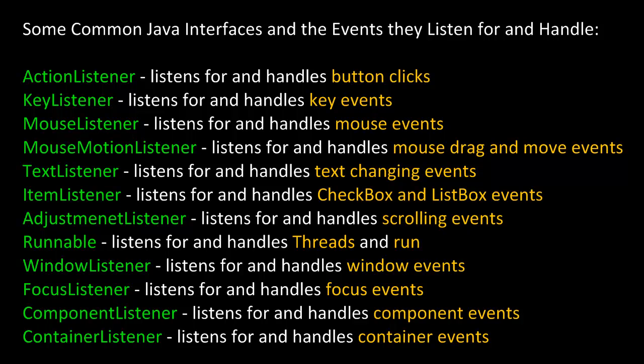Here's a list of some common Java interfaces and the events they listen for and handle. First, ActionListener listens for and handles button clicks. KeyListener listens for and handles key events. MouseListener listens for and handles mouse events. MouseMotionListener listens for and handles mouse drag and mouse move events. TextListener listens for and handles text changing events. ItemListener listens for and handles checkbox and listbox events. AdjustmentListener listens for and handles scrolling events. Runnable listens for and handles threads and run. WindowListener listens for and handles window events. FocusListener handles focus events, ComponentListener handles component events, and ContainerListener handles container events.